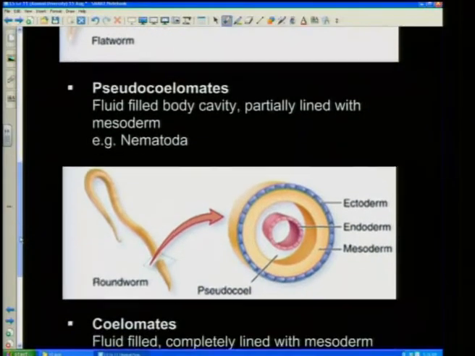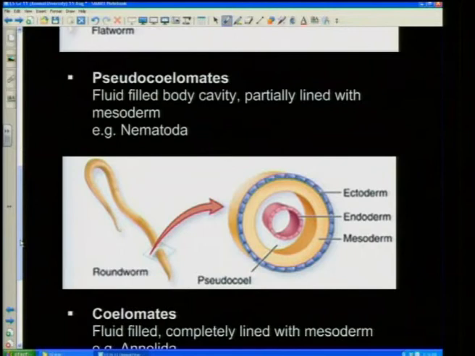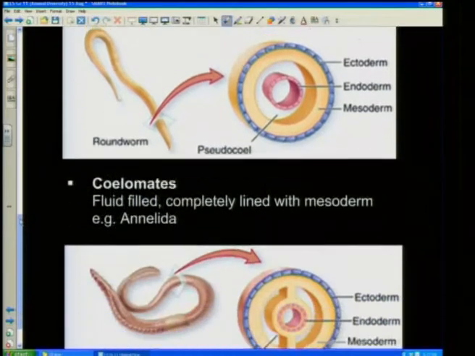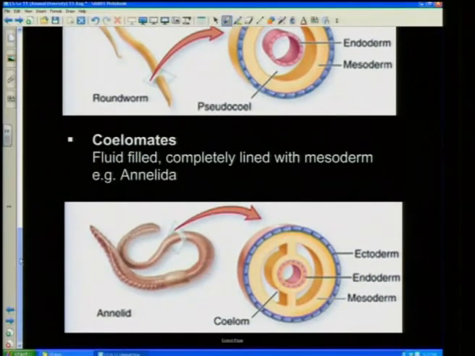Then we're going into a group which have got a pseudocoelom. Now, pseudo really means the word false. So it's not a true coelom. And this is also a body cavity, partially lined by the mesoderm. Now, we're not really going to study this group of animals, but the Nematoda are mainly the roundworms. Well, there are so many different kinds, but we are not going to study this group of animals. We are going to concentrate on the acoelomates and on the coelomates. So these are animals that have got a fluid-filled cavity completely lined with the mesoderm.